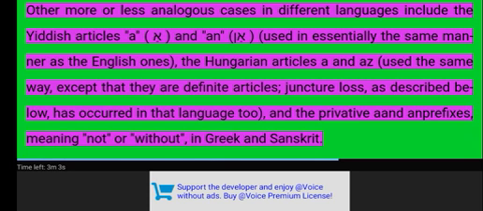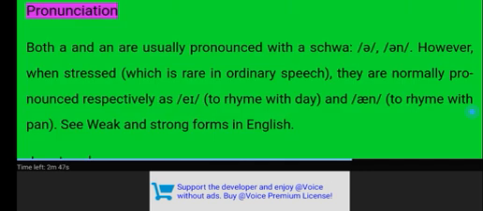Other more or less analogous cases in different languages include the Yiddish articles, used in essentially the same manner as the English ones. The Hungarian articles "a" and "az," used the same way, except that they are definite articles. Juncture loss, as described below, has occurred in that language too, and the privative "a" and "an" prefixes, meaning "not" or "without," in Greek and Sanskrit. Pronunciation.